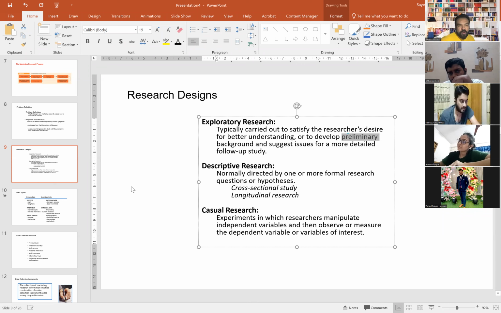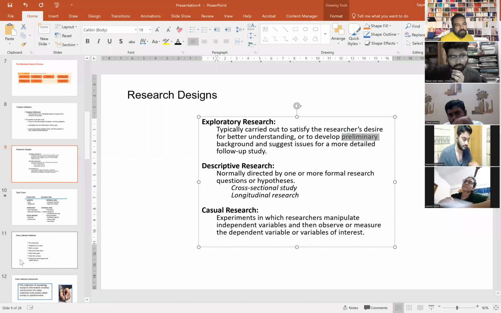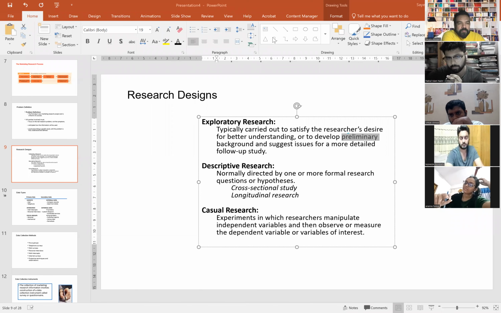Okay, so moving on. So, sir. Okay. Sir, go ahead. If I collect data from a newspaper, then we know that newspaper is a secondary source of data. So in this case, if I use that newspaper issue or topic, in this case, it will be exploratory research?